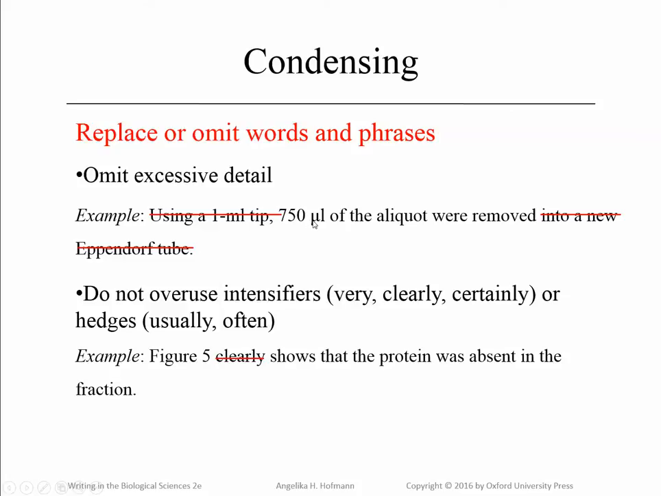They're just going to tell you that they aliquoted 750 microliters. What tip you used and what type of tube you put it in really isn't going to matter. I could do this experiment as long as I know how much aliquot to remove. So I can figure out how to do it and where to put it. Unless you really think that that's going to influence the outcome of the experiment, you leave it out.